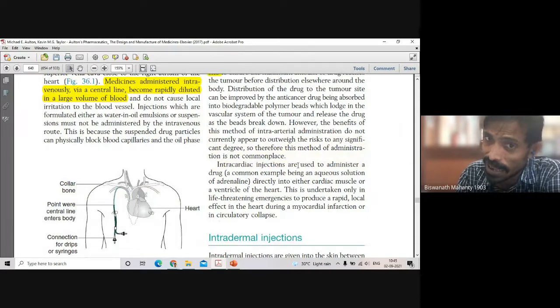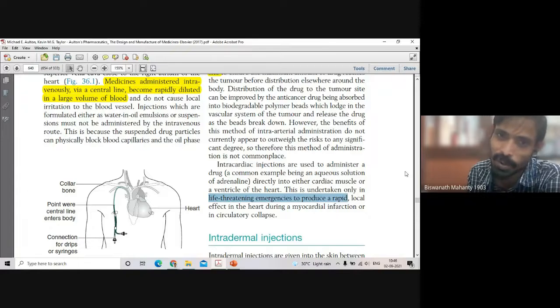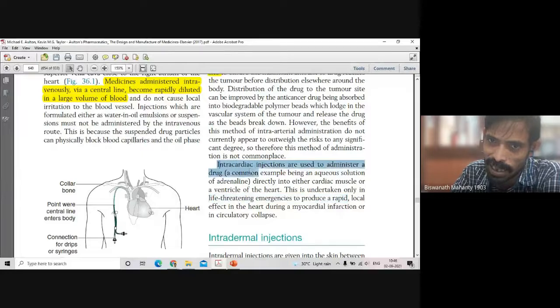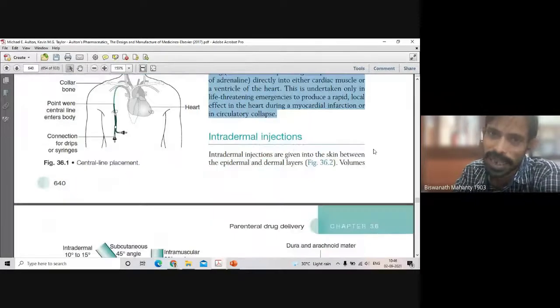Intracardiac injections are also administered. You see, a common example being the aqueous solution of adrenaline, right? Directly into either the cardiac muscle or the ventricle of the heart. When are we going to do this? In life-threatening emergencies, okay? So this can be done in myocardial infarction or when someone is having circulatory collapse. That time only, in emergency, this kind of injection, very rare, of course, not very common, is also taken.